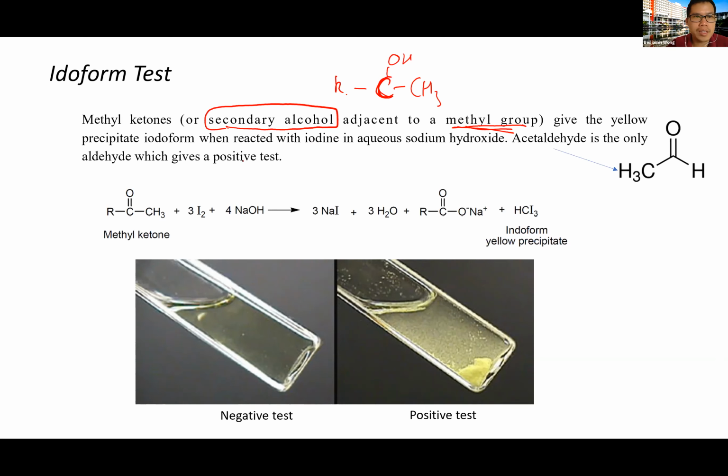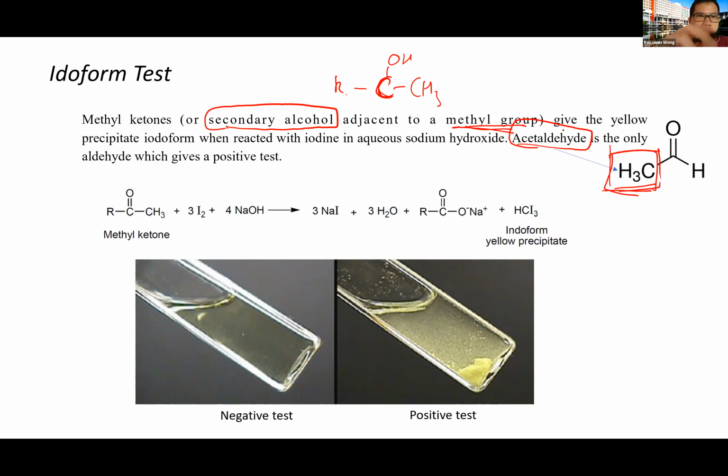So for this case, the aldehyde cannot form. There's only one aldehyde that can form here. It's called acetaldehyde, because in this case there is a methyl group as well. You can see that there's a methyl group here for the acetaldehyde. But all the other aldehydes cannot react because there's no methyl group over there.